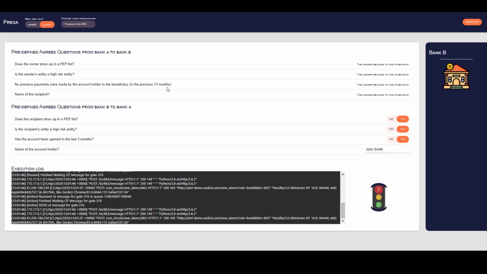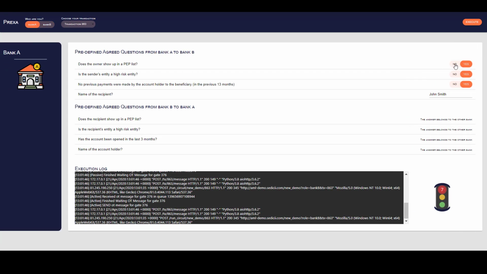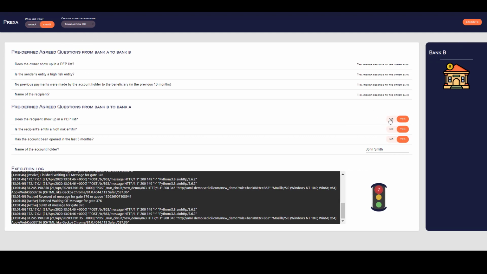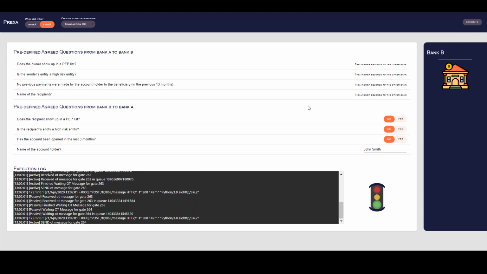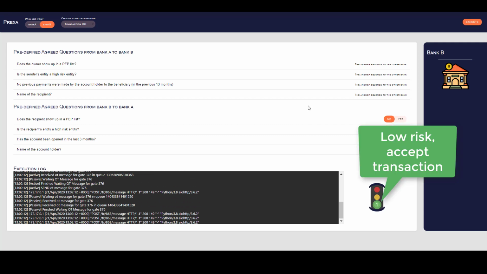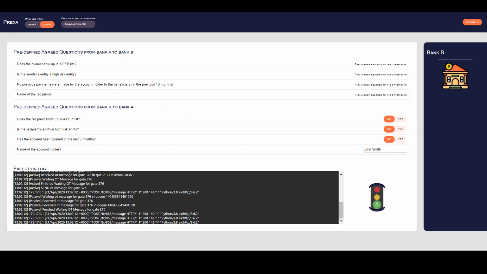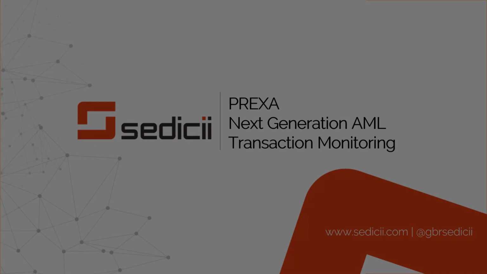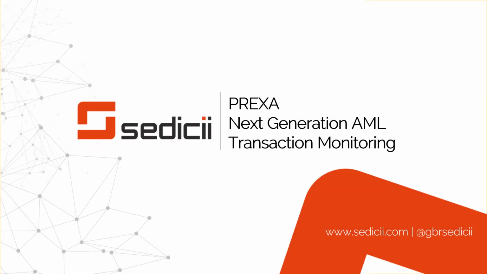If we change the answers to the questions and rerun the cryptographic protocol, this time the risk assessment algorithm recommends to accept the transaction. So to summarize, Sedici's cryptographic protocol enables financial institutions to compute efficient risk assessment functions that consume customer information from both banks without actually requiring them to share this information.